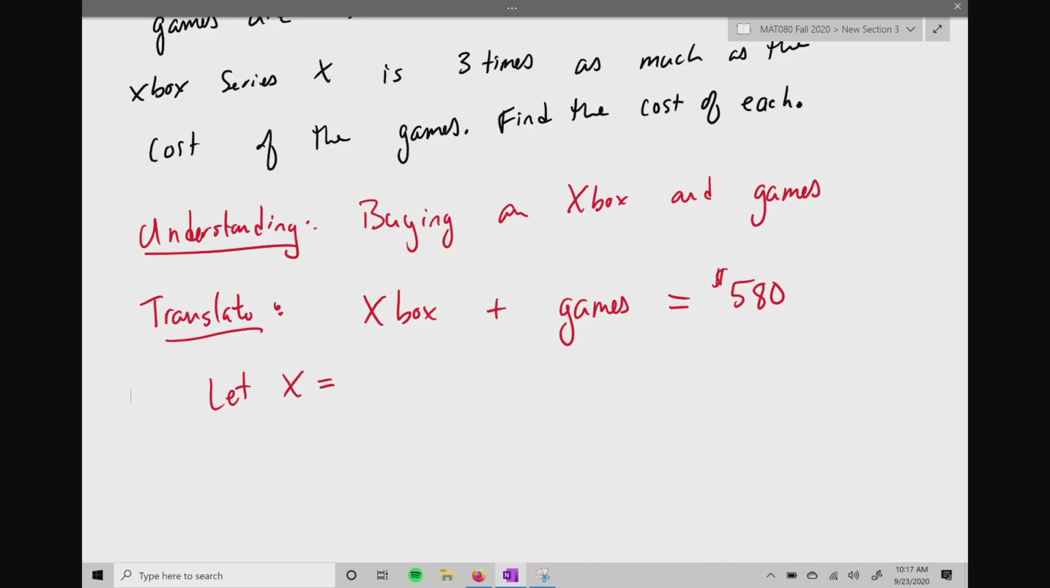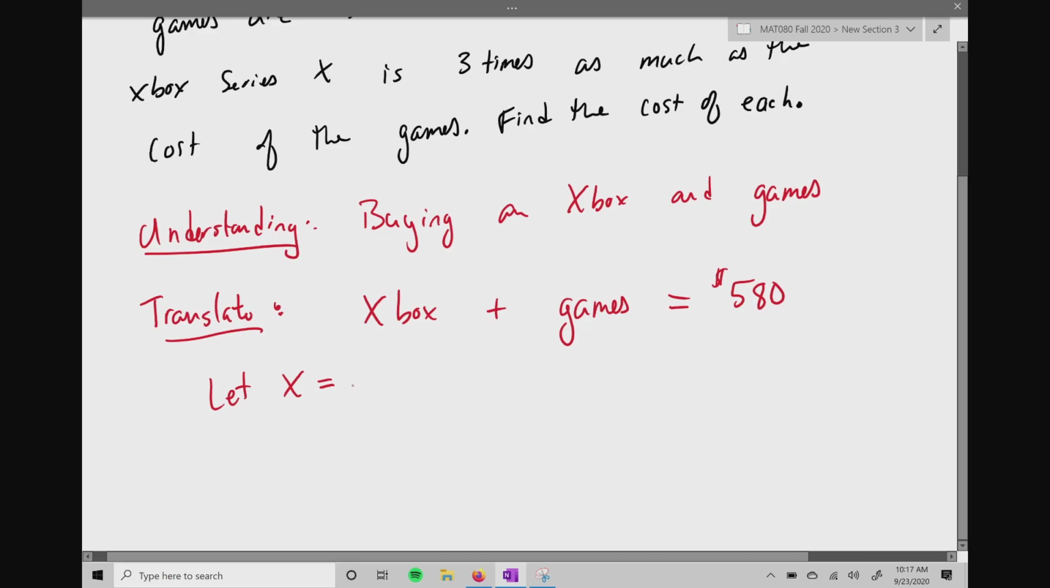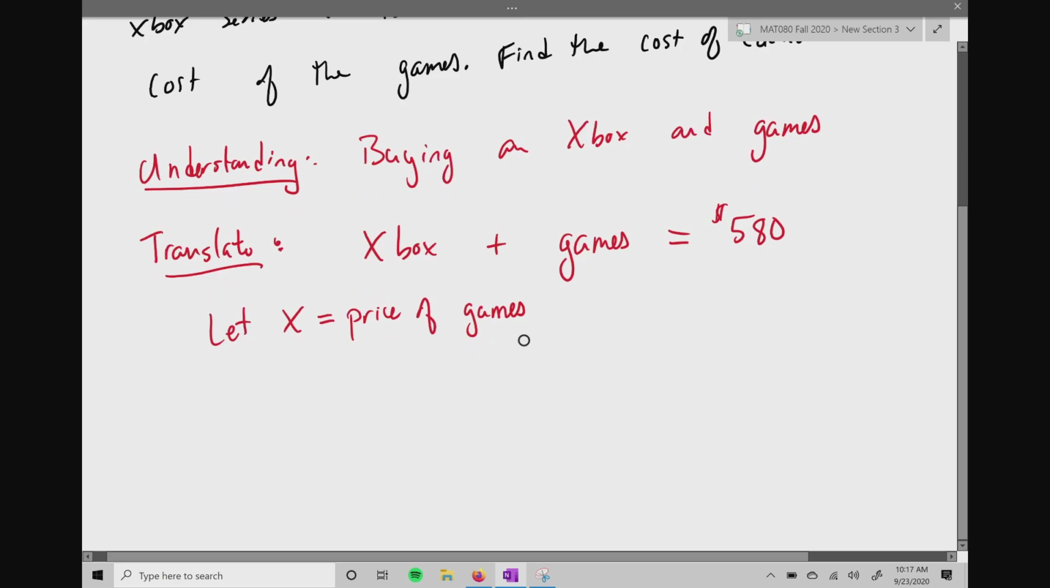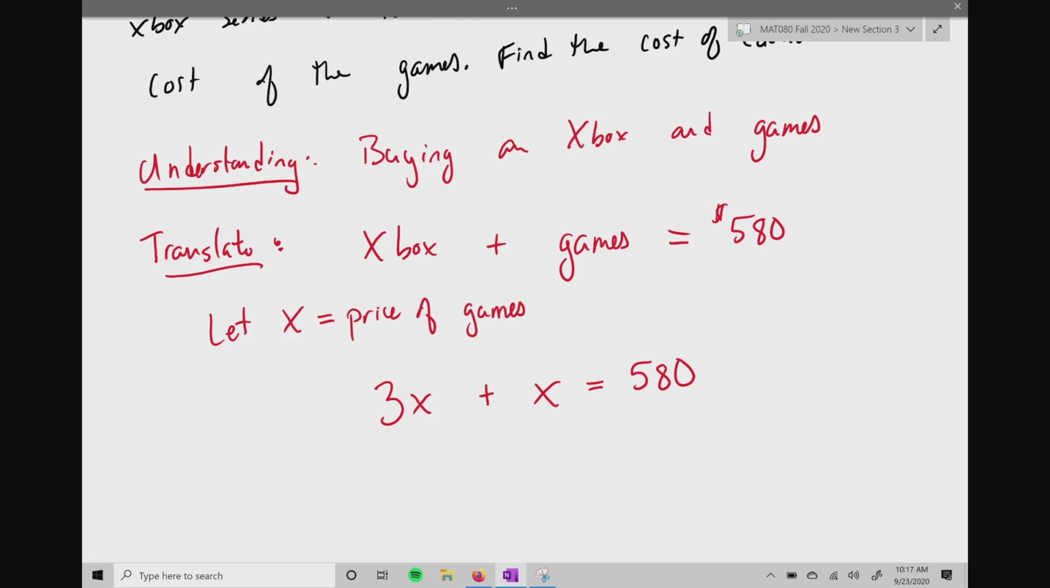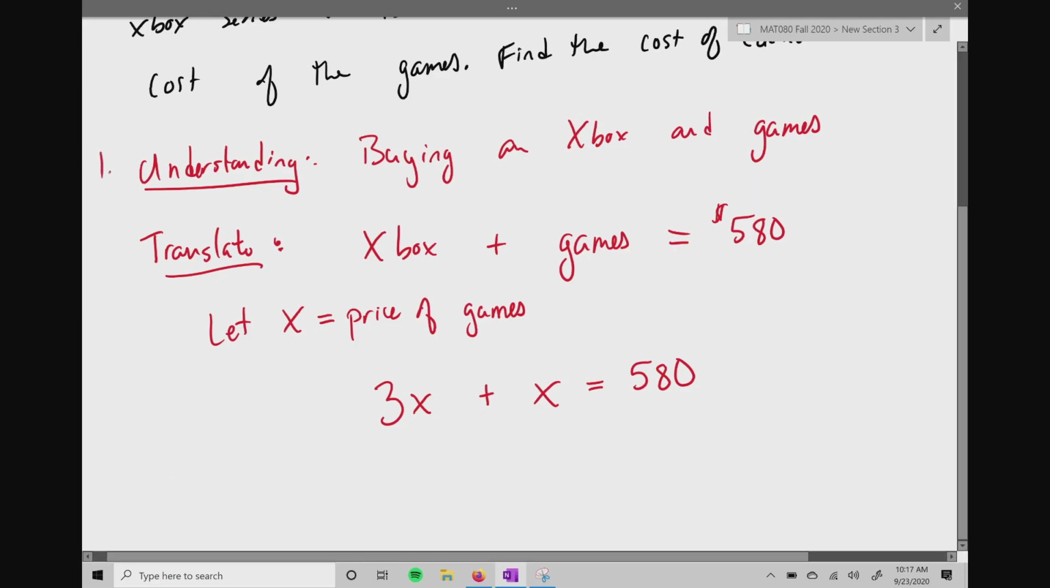All right. So we're going to let x equal the price of the what then? Price of the Xbox. Oh, or wait, no, sorry, the games. Yeah, we let x equal the price of the games. So our equation now takes on this form: 3x plus x equals 580. Because however much the games are, the Xbox is going to be 3 times as much. Okay? So from here, what's our next step? After translate, we solve. Perfect.